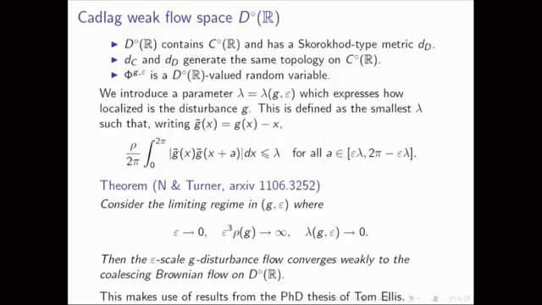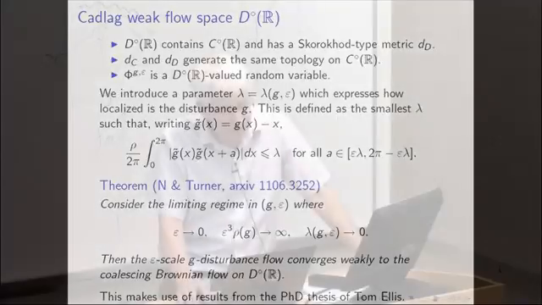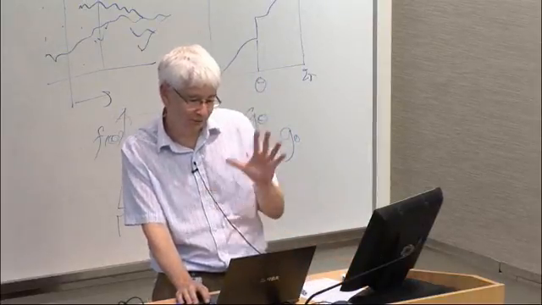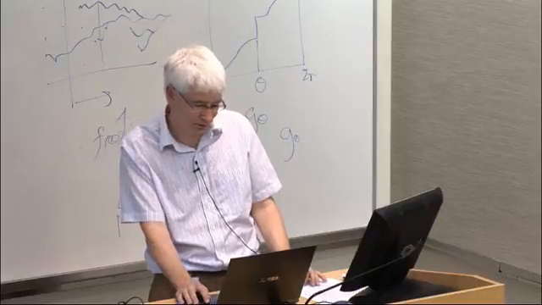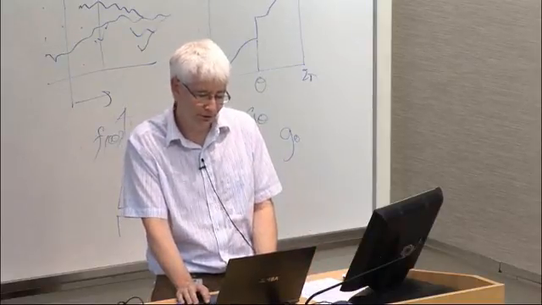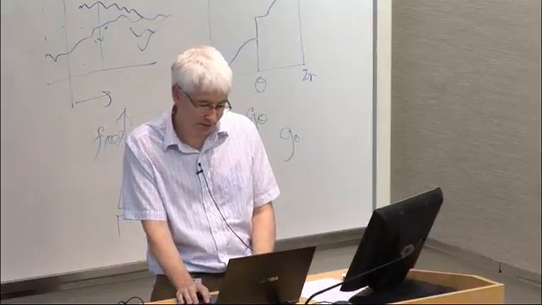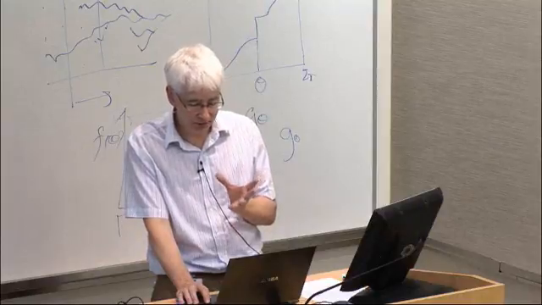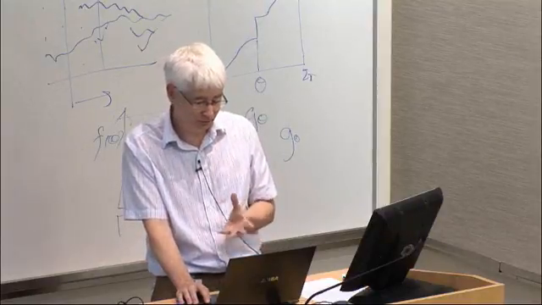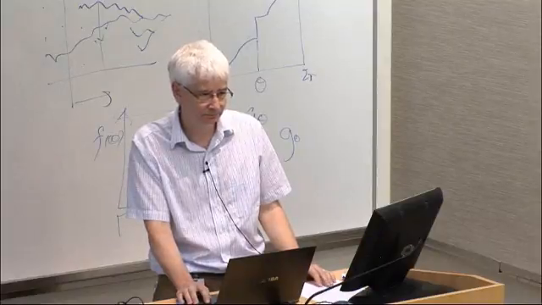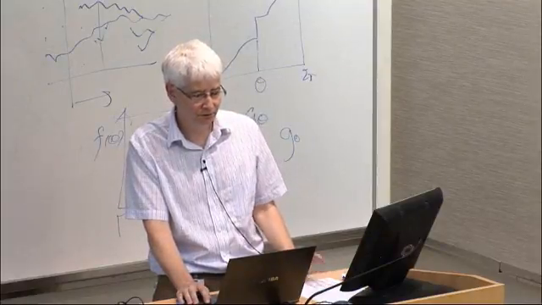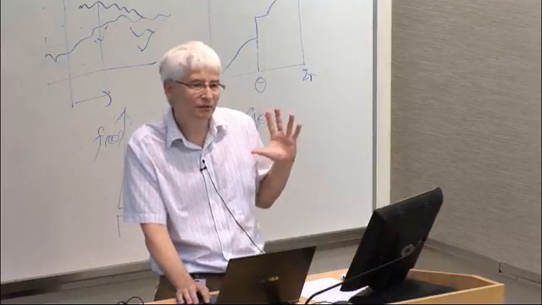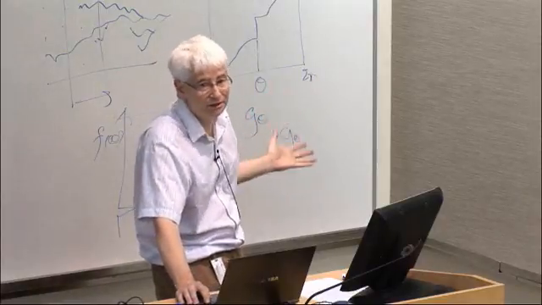Just as when you prove convergence of random walks to Brownian motion, you need to work in the sort of Skorokhod topology to understand that as the right topology. There's a sort of Skorokhod metric on the flow space, and in that metric, the rescaled disturbance flows converge weakly to the coalescing Brownian flow. Okay, so the limit of disturbance flows. So this is kind of a nice way to realize the coalescing Brownian flow.